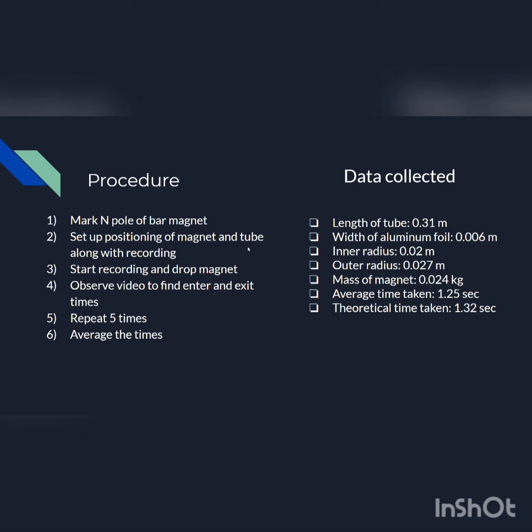On the right, you can see the data collected from this lab. The length of the tube we found was 0.31 meters. The width of the aluminum foil was 0.006 meters. The inner radius was 0.02 meters. The outer radius was 0.027 meters. The mass of the magnet itself was 0.024 kilograms. The average time taken was 1.25 seconds, and the theoretical time, which was what we calculated, was 1.32 seconds.